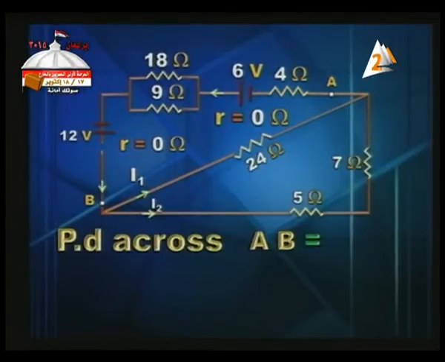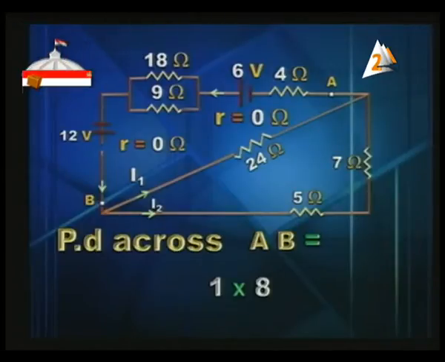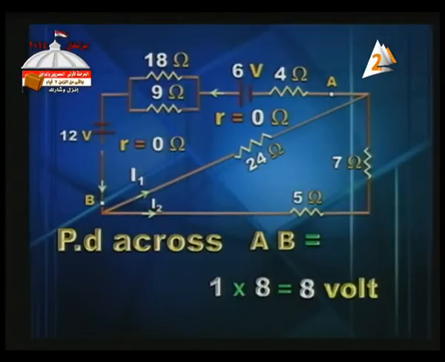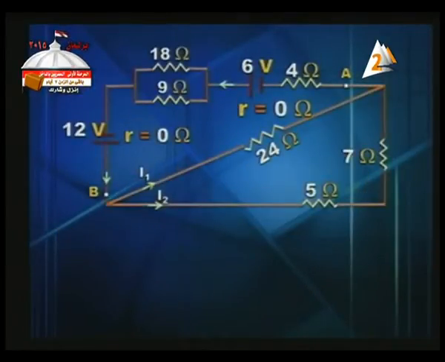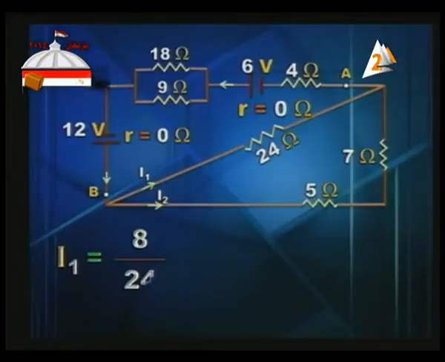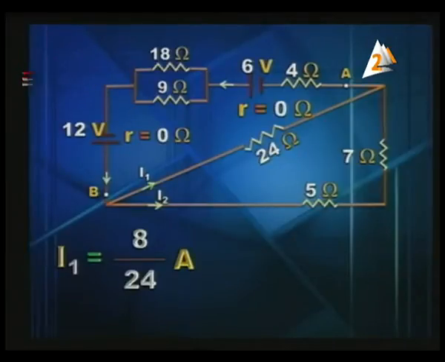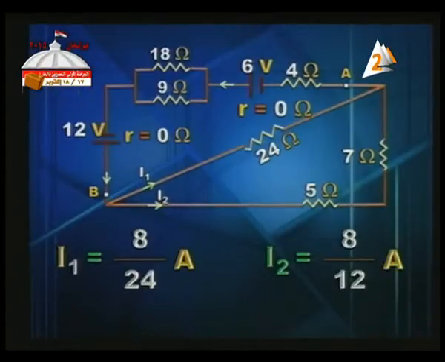Potential difference across AB equals 1 times R equivalent of the 2 branches, the 24 ohm branch and the 12 ohm branch. So it is 1 times 8. It is 8 volt. Current I1 equals 8 over 24. I2 equals the potential 8 over 12.